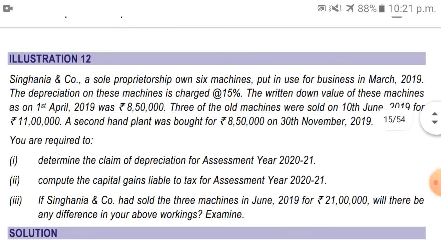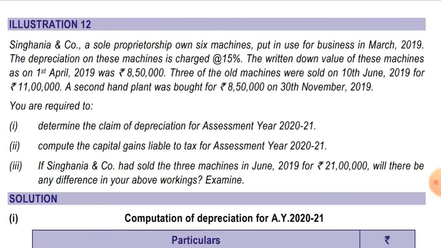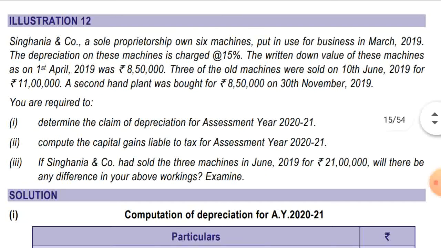Examine. As we are seeing, out of 6 machines only 3 machines are sold. The selling price and the cost of the new machine which has been acquired, added to the WDV, total to 17 lakhs, and the sale proceeds are only 11 lakhs. So for the balance of 3 machines the WDV is available, so no capital gain will arise. Let's see the answer.